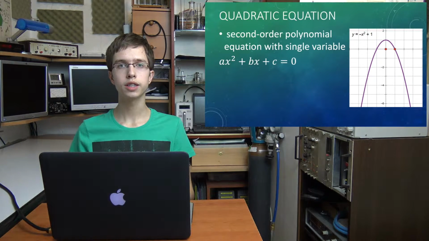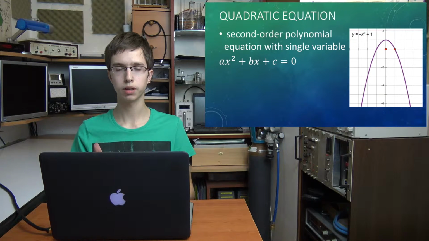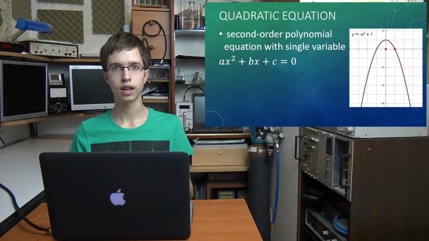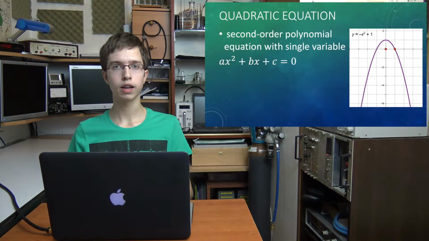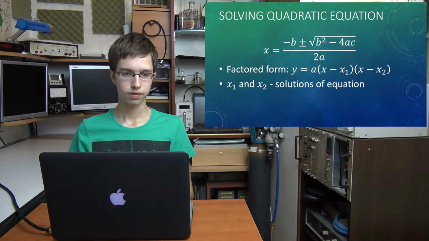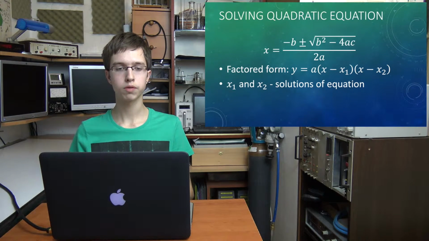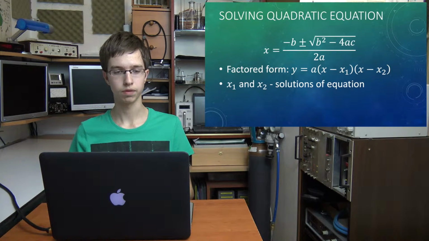Quadratic equation is a second order polynomial equation with only one single variable, which is here variable x. And it has a similar expression as quadratic function, but instead of f of x, here it is equal to 0. And in this example we have y is equal to minus x squared plus 1. Here we have a formula with which we solve quadratic equation.